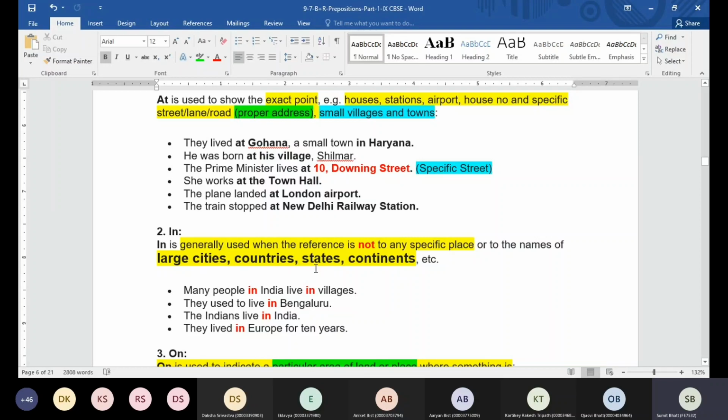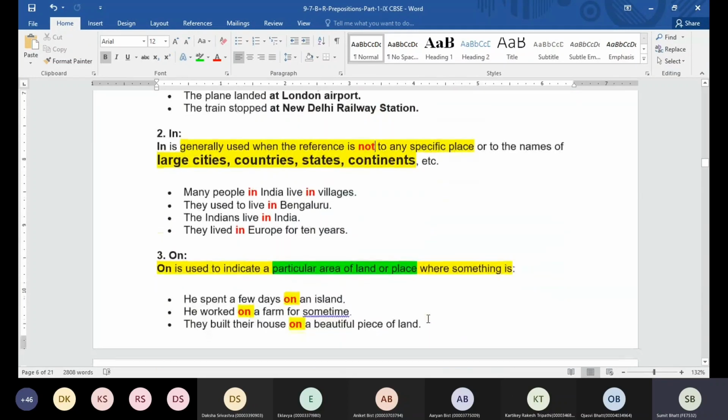If you're referring to an exact point, like a house, station, airport, a house number on a specific street, lane or road number, or a proper address, go for the word "at". Now "on". "On" means two things. It can mean on top of the surface of something, or it can mean a particular area of land or place. In those cases we use the word "on".